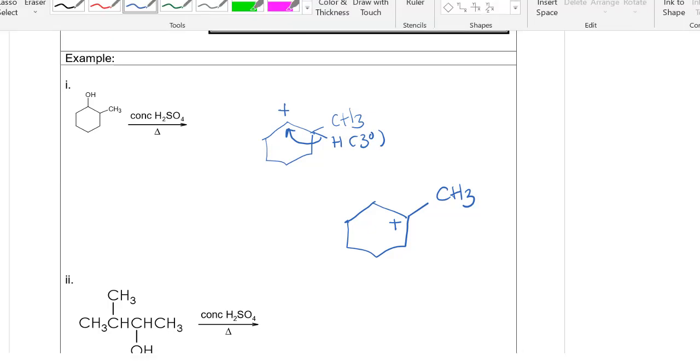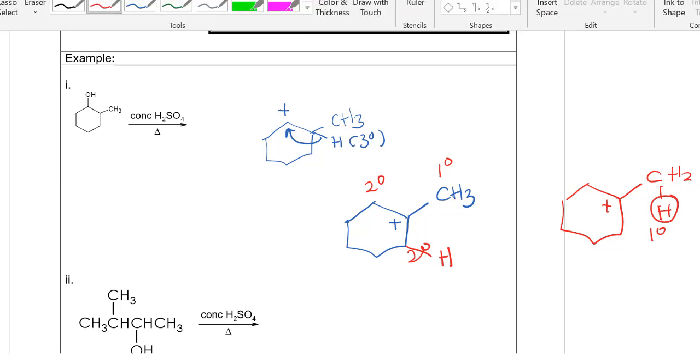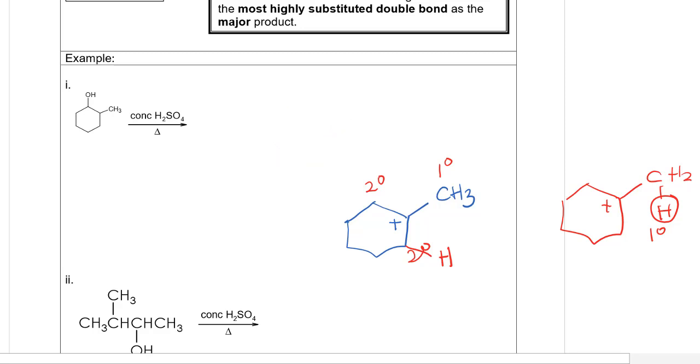Next, we need to look at how many carbons are next to the carbocation. Basically, there are 3 carbons: secondary carbon, primary carbon. If we remove hydrogen from the secondary carbon, it will produce the major product. If we remove primary hydrogen, it will produce the minor product.